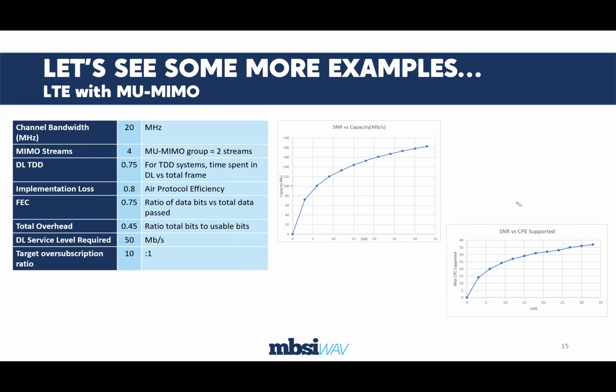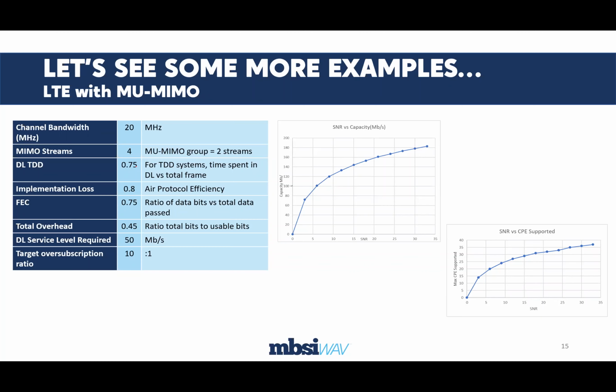LTE with MU-MIMO. Let's look at the numbers for that just for a second, because this is where all of the LTE systems are going. As 5G comes along, MU-MIMO is going to be the first part of that. The second part is going to be that we increase the channel width, and by doing that, we increase the spectral efficiency. So this is pointing towards the future.